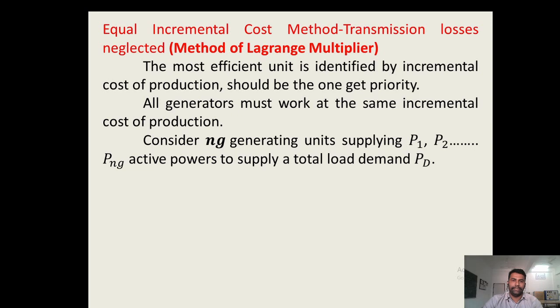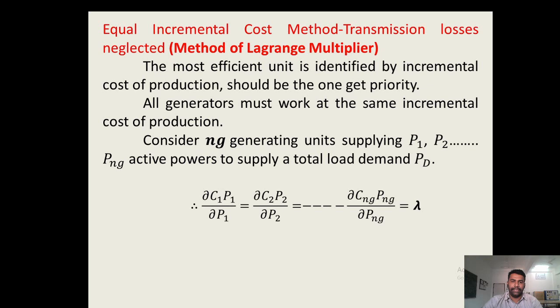So, now we will consider Ng number of units which supply the active powers P1, P2 up to Png to supply a total load demand of Pd. In this case, the Lagrange multiplier is given as partial derivative of C1(P1) with respect to P1 equals partial derivative of C2(P2) with respect to P2, up to partial derivative of Cng(Png) with respect to Png. It should be equal to lambda, and the equality constraint is given by P1 + P2 + P3 up to Png should be equal to power demand Pd.